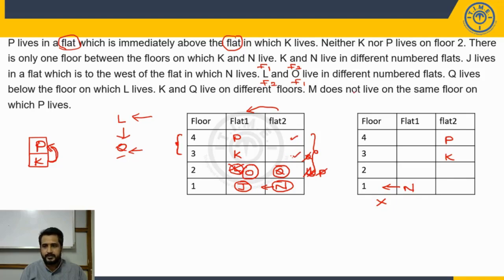What is next? M does not live on the same floor on which P lives. So M is not here. So where will be the M? Here. This is the only remaining possible place. So remaining L will be here. Now here is the final element. Simple, right?